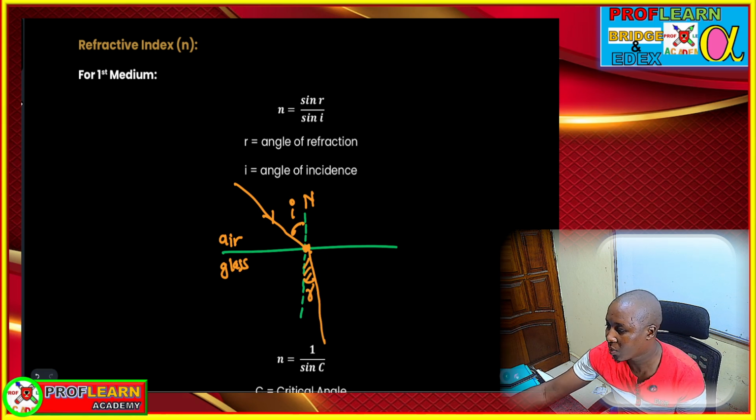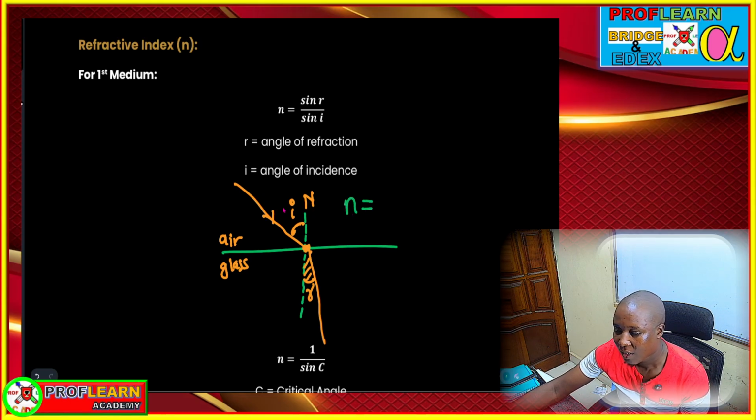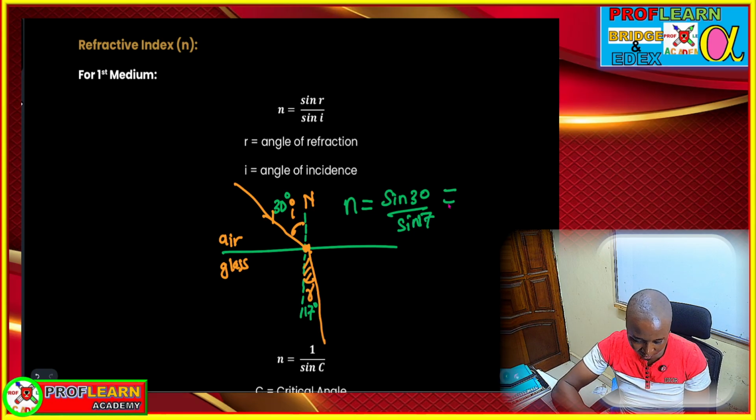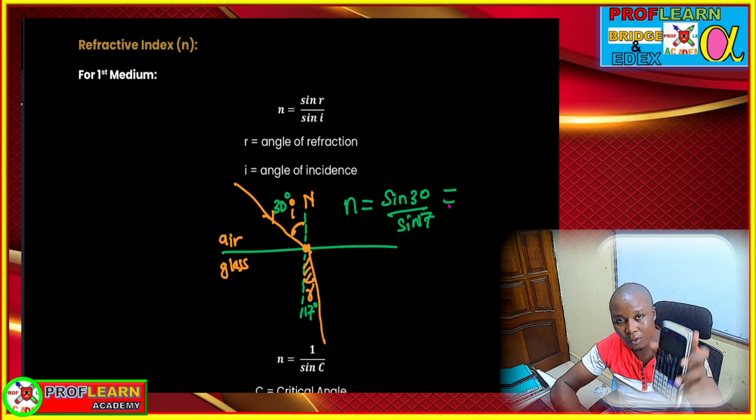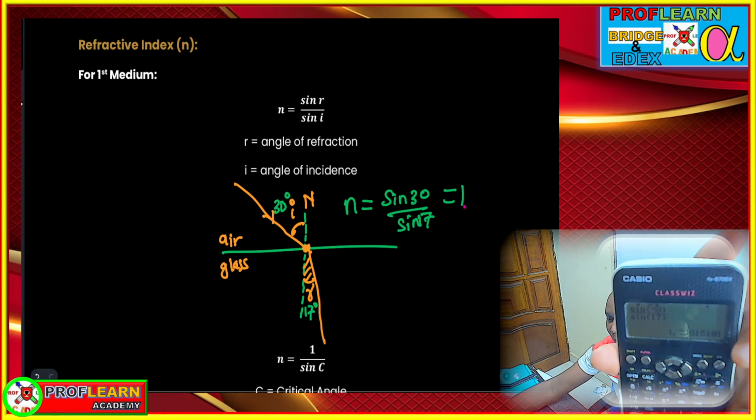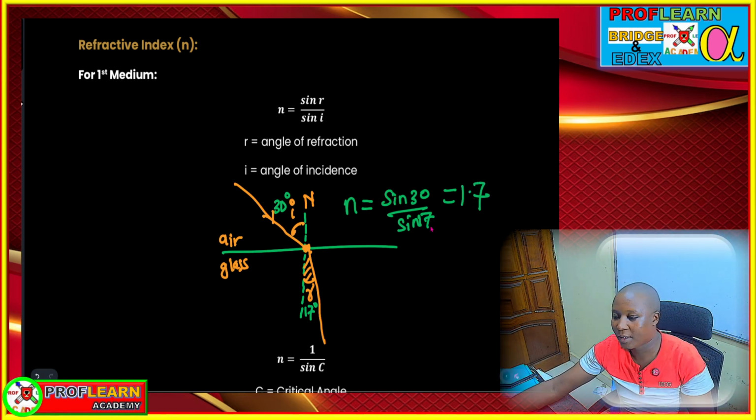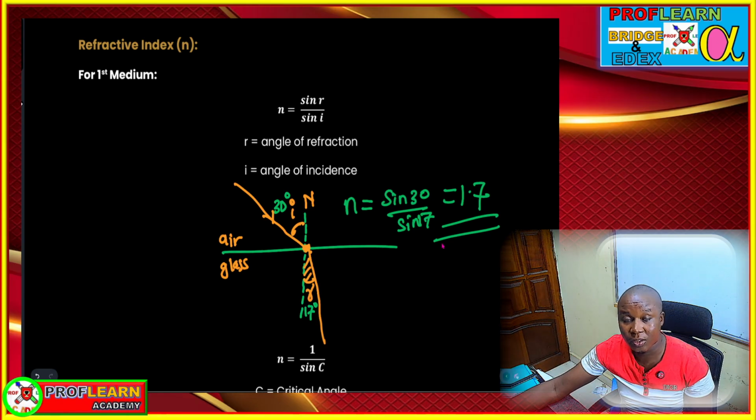Suppose this is 30 degrees and this is 17 degrees. To work out the refractive index, you say sine 30 over sine 17. You put that in your calculator, and you get an answer of 1.7. The refractive index does not have any units.